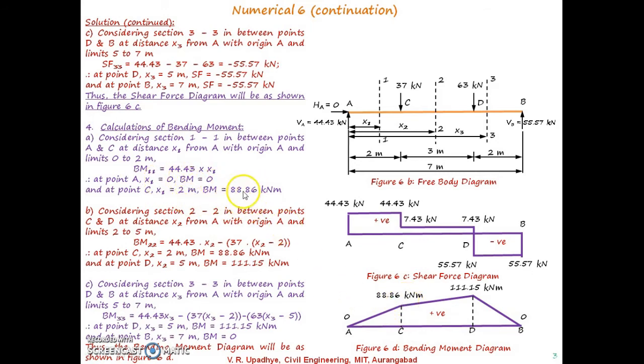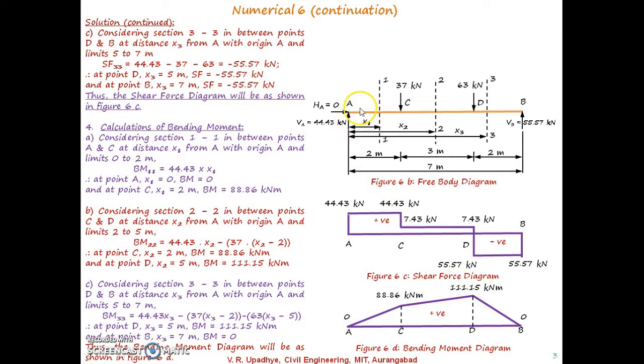BM11 equation gives bending moment at C as 88.86. With the second equation it is also the same, and with the second equation at point D it is 111.15. With the bending moment 3.3 equation, again the calculation is the same. So at D it is 111.15 kilonewton meter.